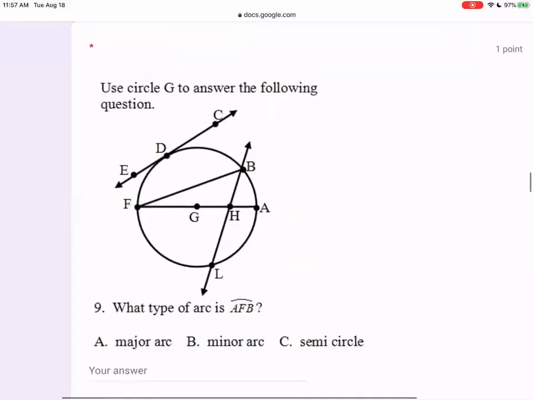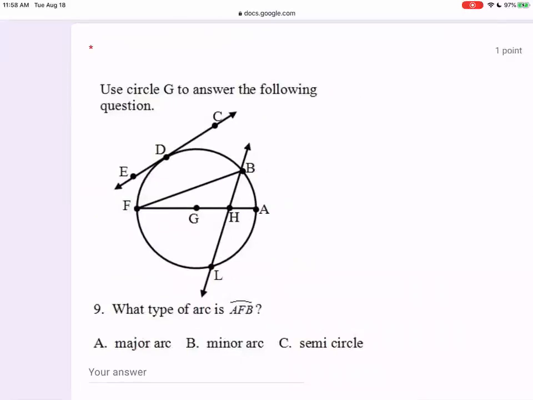Let's do this one. What about A all the way to F, all the way to B? A, F, B. Is it C? Semicircle. Major. Okay, so I hear 2 different answers, right? I hear semicircle and major.